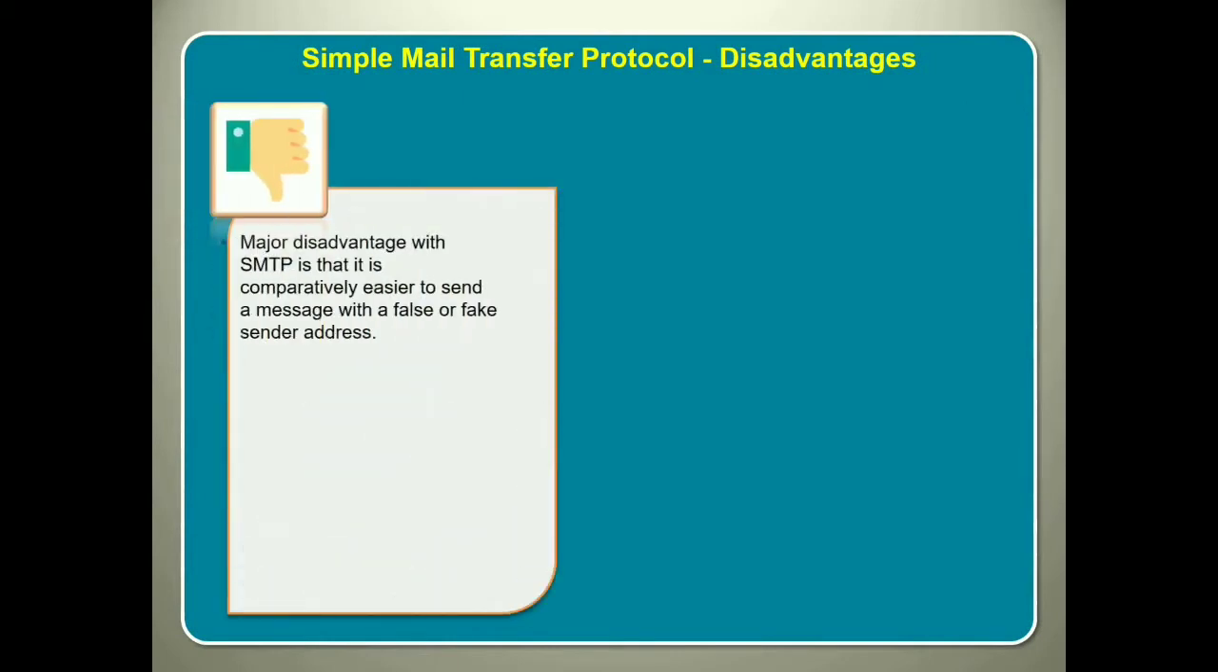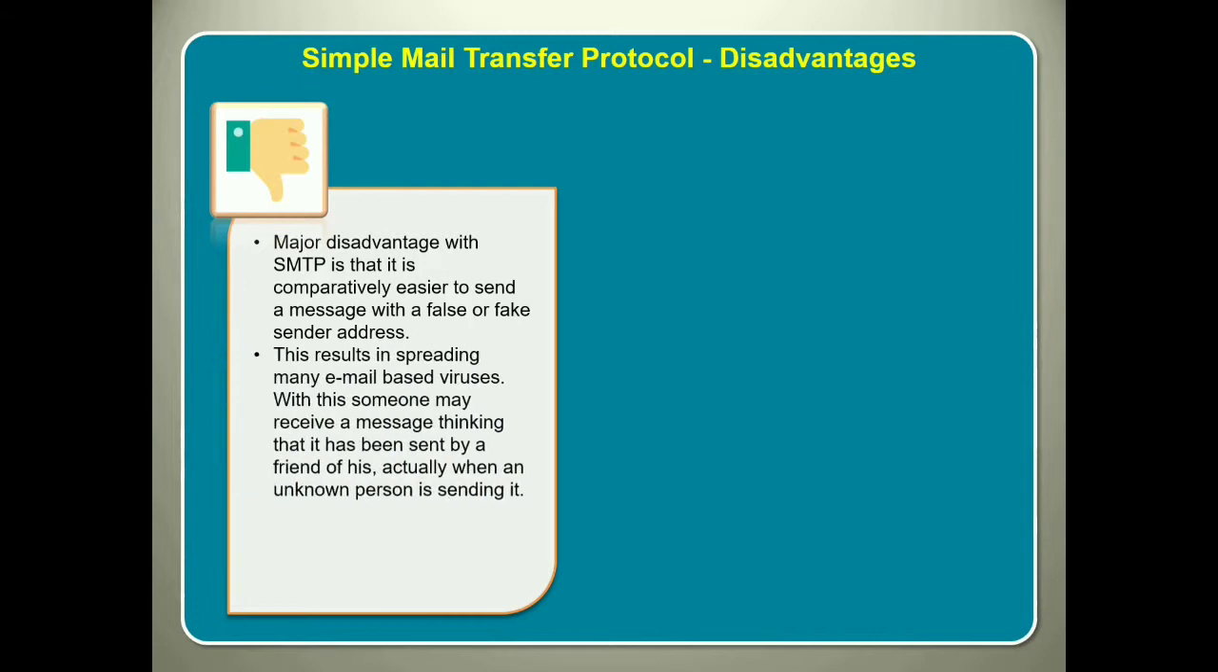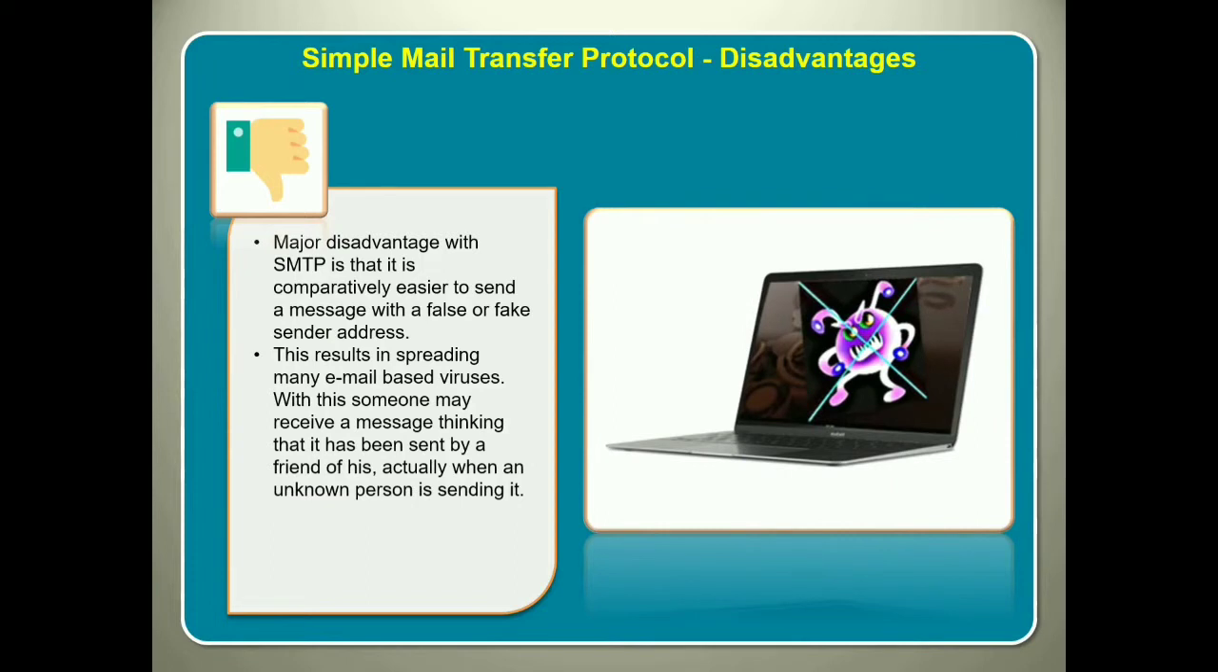However, there is a major disadvantage with SMTP: it is comparatively easier to send a message with a false or fake sender address. This results in spreading many email-based viruses. With this, someone may receive a message thinking that it has been sent by a friend, when actually an unknown person is sending it. Even though effort is being put in to overcome this disadvantage, it is still causing some problems.